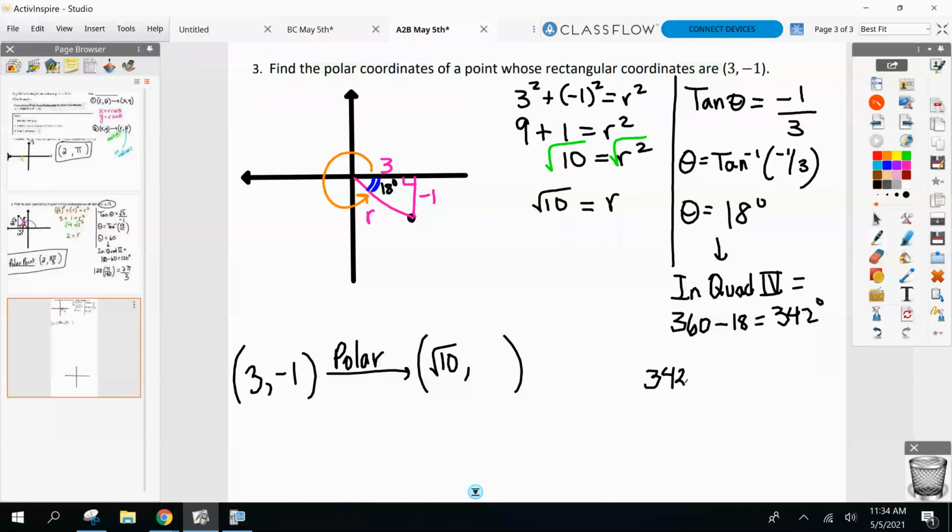So last thing you need to do, change 342 to radians. Multiply it by pi over 180. And all I'm going to ask you to do, please reduce 342 over 180 for me. I'll give you time to do that.